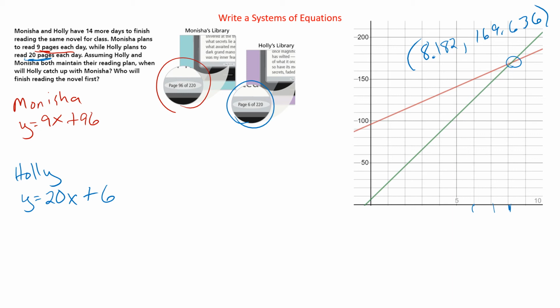You could plug that into both of the equations. 9 times 8.182 plus 96 is going to be about 170. And then 20 times 8.182 plus 6 is also going to be about 170. There's going to be a little bit of rounding there, so it's not going to come out exact, but it's close enough to know that, yes, nothing horrible happened. We didn't type something in wrong. And so in a little over 8 days, they will catch each other. So that is, when will Holly catch up with Monisha? On day 8.